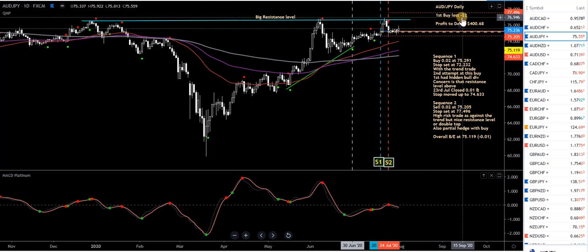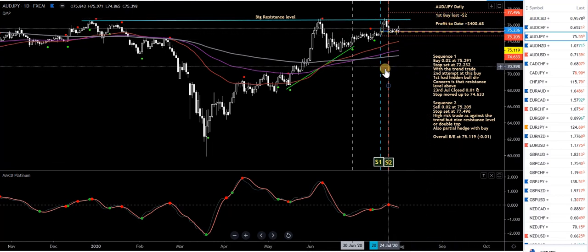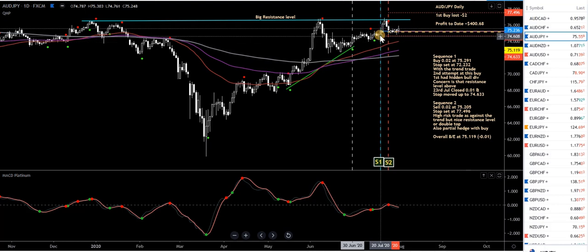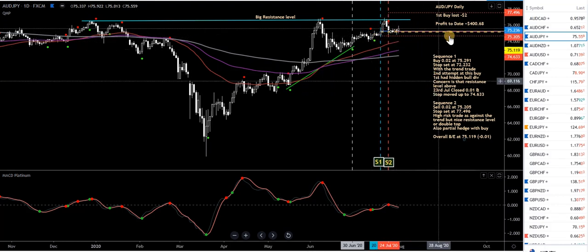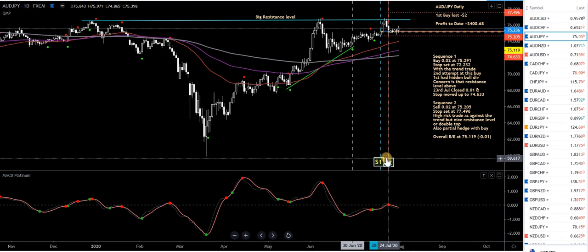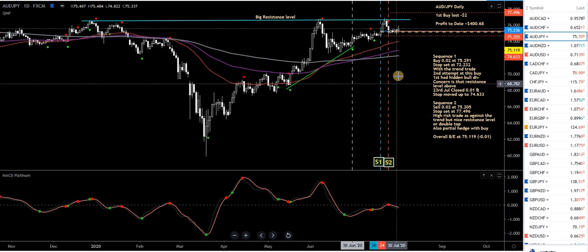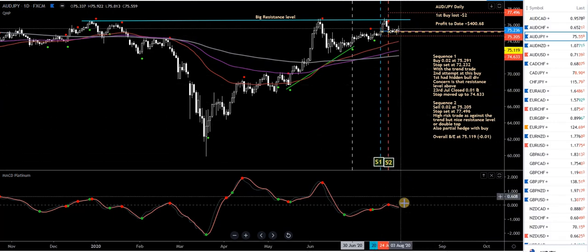So the first buy I lost $2, and I've got a second buy, which I've already made up because I would have closed half up here somewhere, and I've got a stop in place. So I've made that $2 back on the second buy. So sequence 1 is the buy, sequence 2 is a sell. The sell's going nowhere fast.